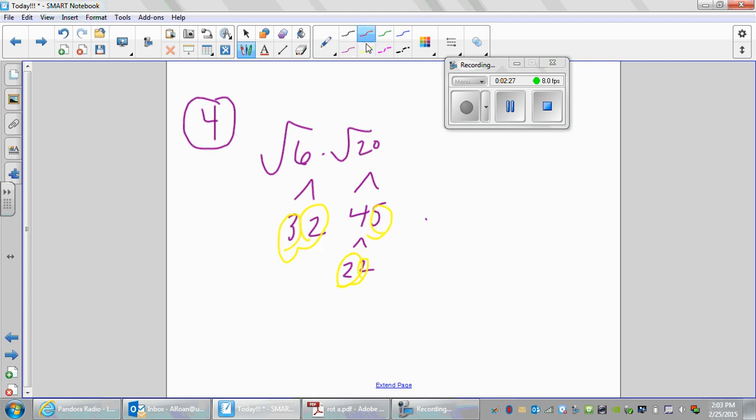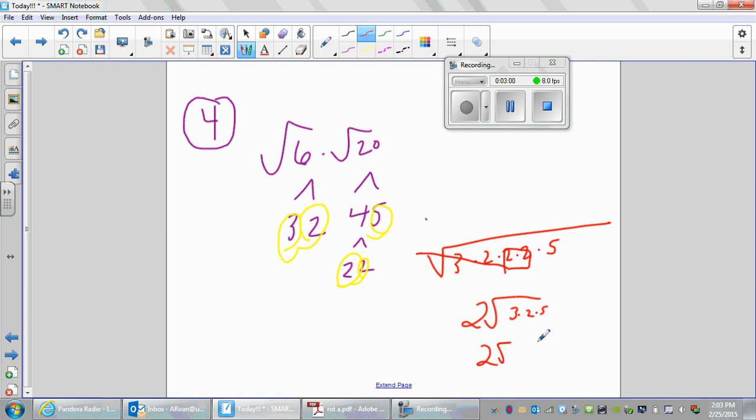So that would be the same thing as having square root of 6, 20, okay, square root of 3, 2, 2, 2, and 5, and then I would take out pairs. Well, 2 has a pair, so I could ship 1, 2 to the outside. Then on the inside, I'm left with 3, 2, 5. Nobody has a partner, so all those people are left on the inside. 3 times 2 is 6. 6 times 5 is 30.